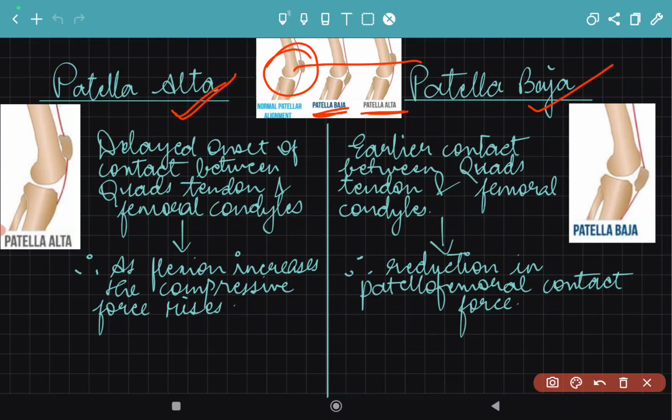So in patella alta, as we know, the patella is higher, or the patellar tendon is longer, and that is the reason why the patella lies higher in position than the normal one. So the longer patellar tendon is there. Because of this change in position, in patella alta, there will be delayed onset of contact between the quadriceps tendon and femoral condyles. After 90 degrees of knee flexion, we saw that the patellar contact surface was not increasing.